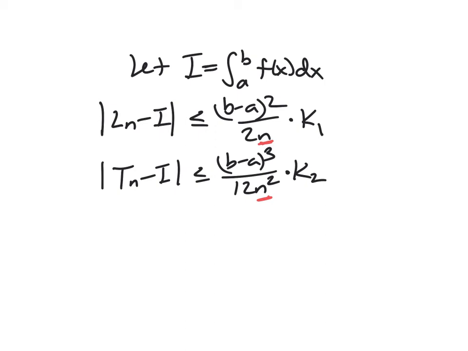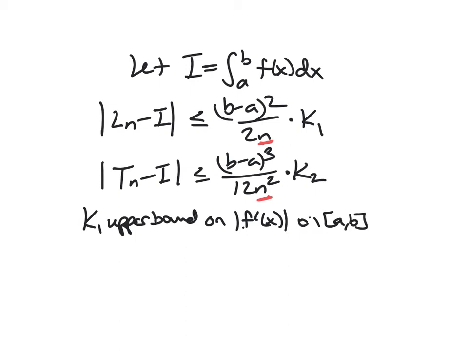So then the real question is, because you know what b and a are from what you're given, what are these k1 and k2? So k1 is an upper bound on the absolute value of f prime of x on your interval. And k2, as you might suspect, is an upper bound on f double prime, or your second derivative, on this interval.